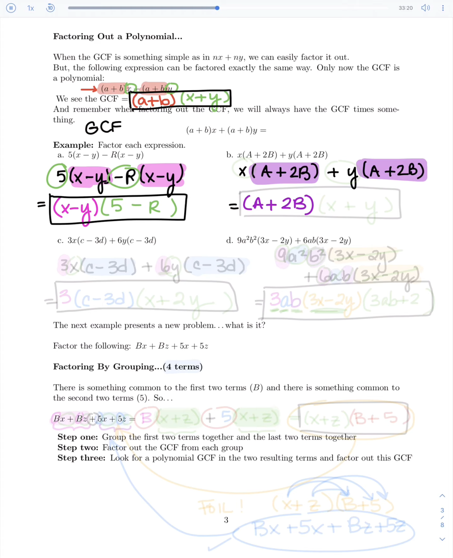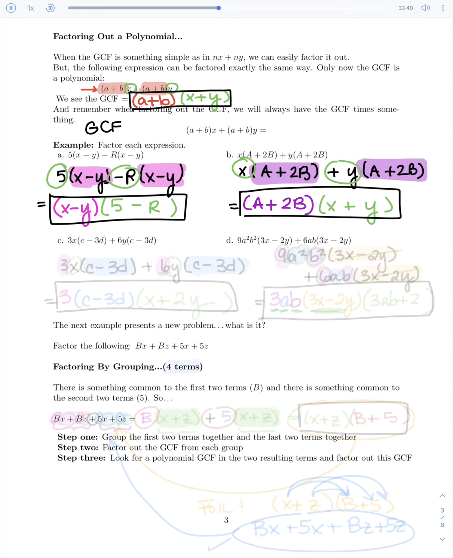The question is what's going to be left over to go inside of another set of parentheses. Well, our leftovers will be the x plus y. And again, leftovers go inside of their own set of parentheses, but we are done.